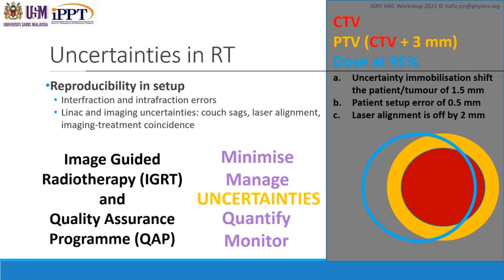So the quality assurance program is used to quantify and monitor these linear and imaging uncertainties so that such laser misalignment that was illustrated in this example doesn't happen. And if it happens on the linear, it can be quantified and corrected by the linear service engineer before it's affecting patient treatment.